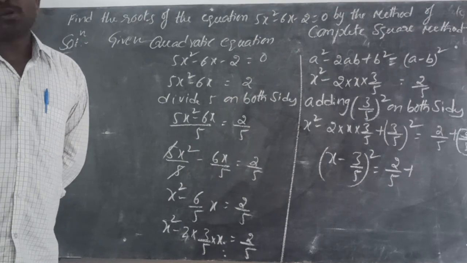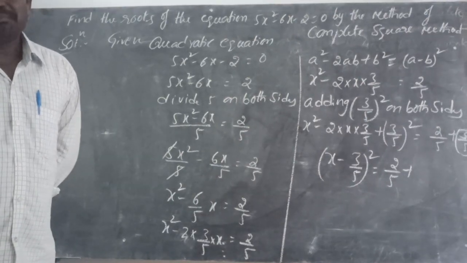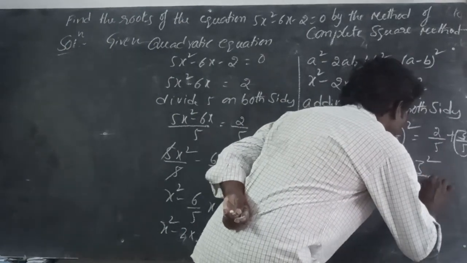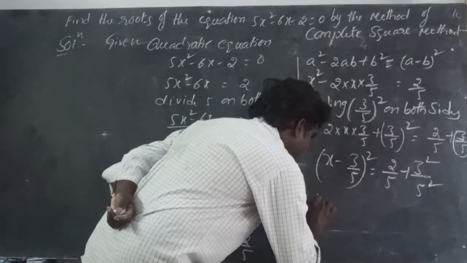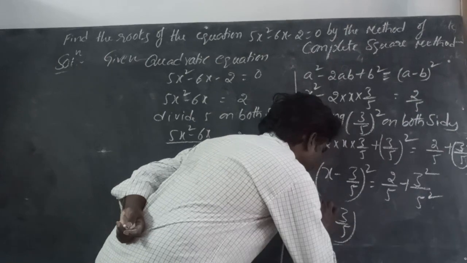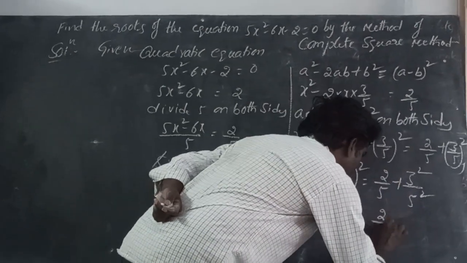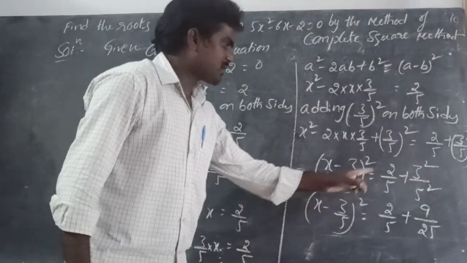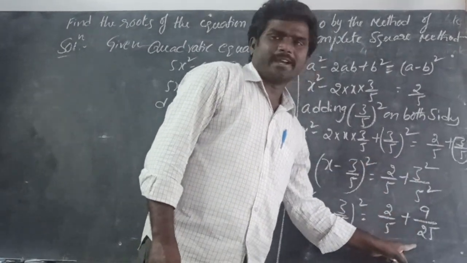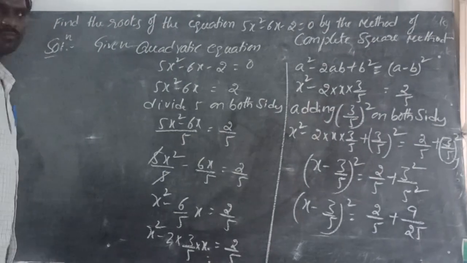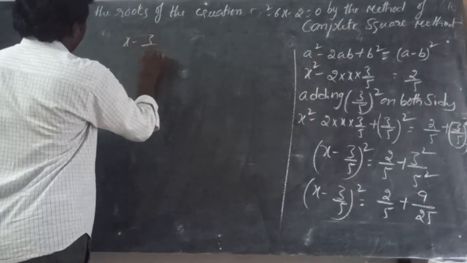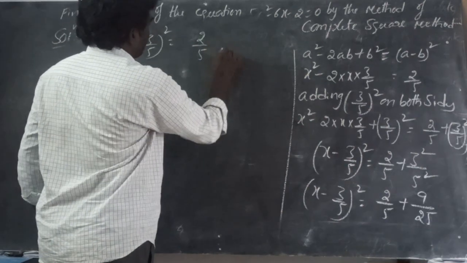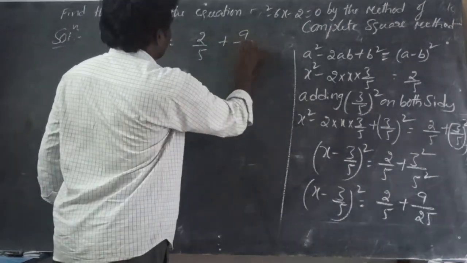a by b whole power m is a power m by b power m. That is 3 square by 5 square. So next, x minus 3 by 5 whole square is equal to 2 by 5 plus 9 by 25. 3 square how much? 9. 5 square, 25. x minus 3 by 5 whole square is equal to 2 by 5 plus 9 by 25.